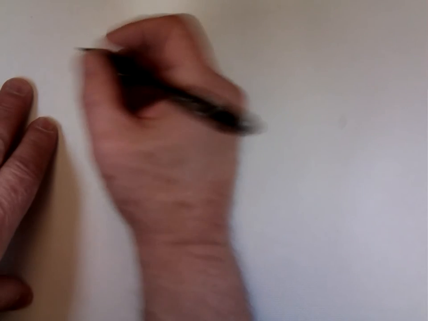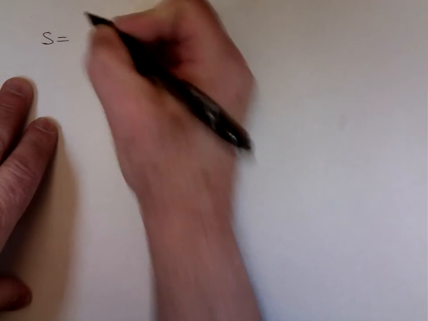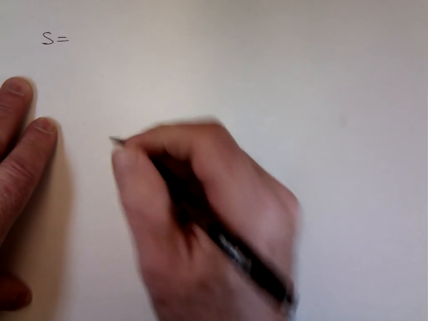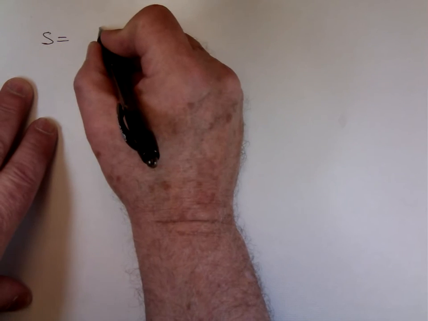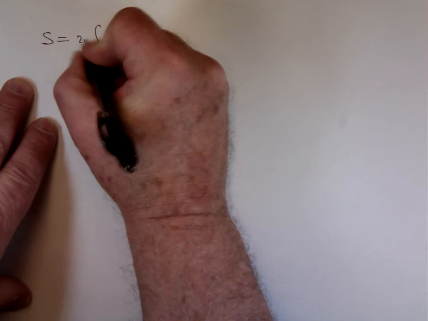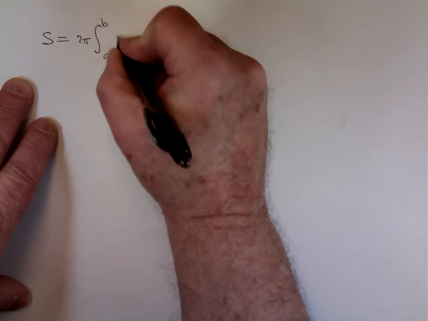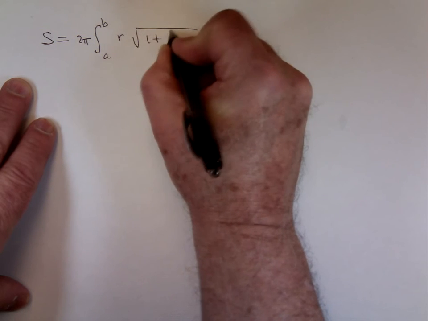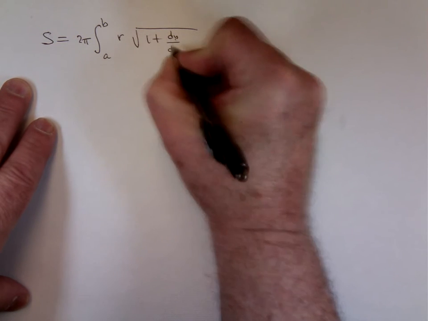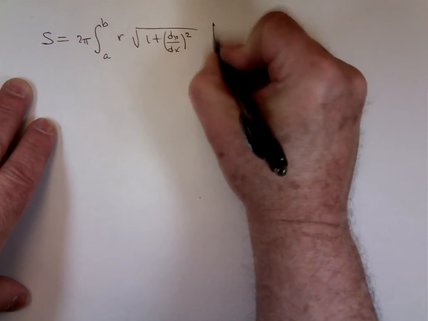All right. Well, anyhow, so we got that Riemann sum. So what's the surface area equal to? It's the integral. 2 pi. You can take the 2 pi out front. From a to b, r times L, which is the square root of 1 plus the derivative squared dx.